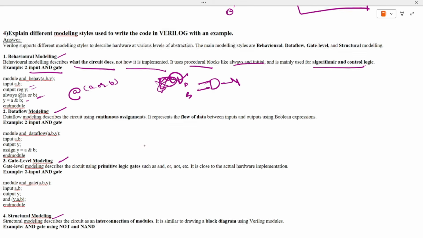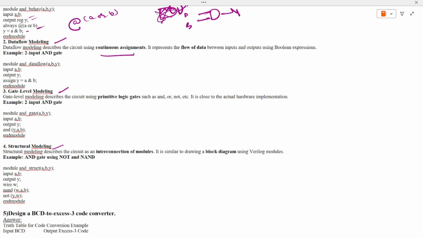Okay, the same way you will see for data flow, that is, continuous assignments will be there. There is a flow of data, and the flow of data between input and output is a boolean expression. In the same way you will consider it, and the expression will be written like this.